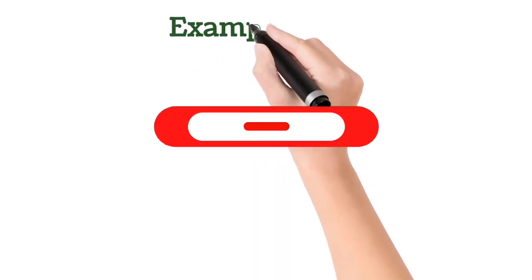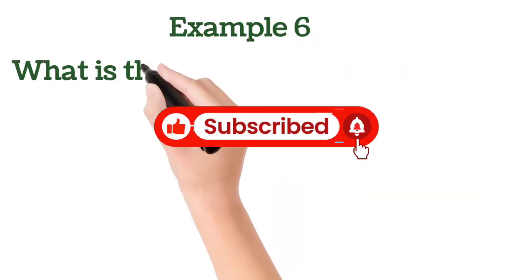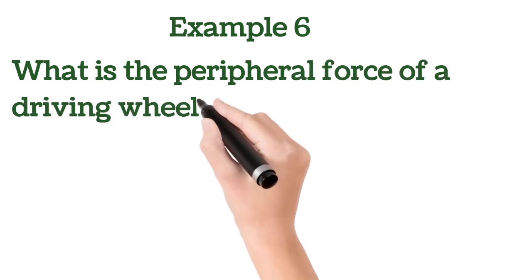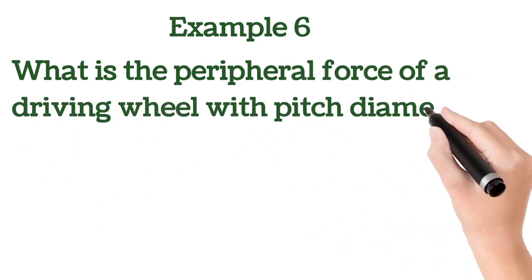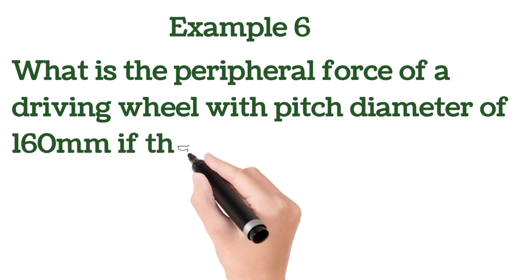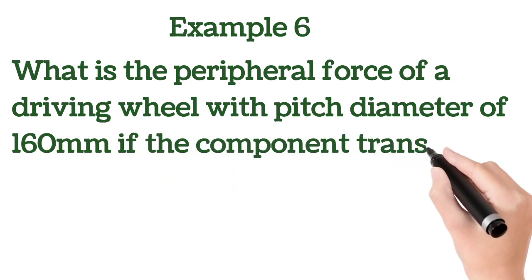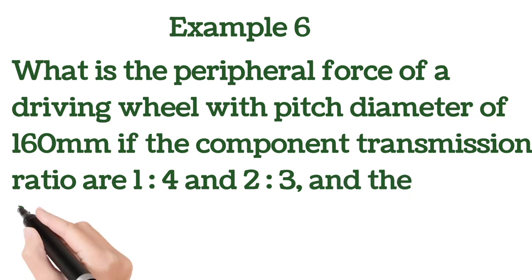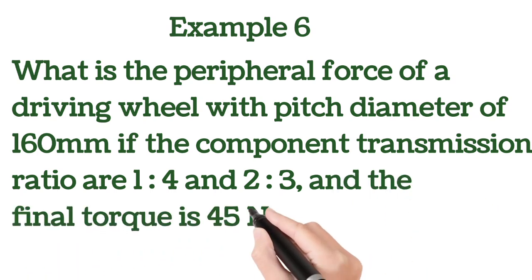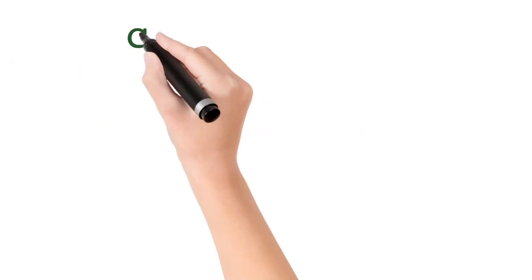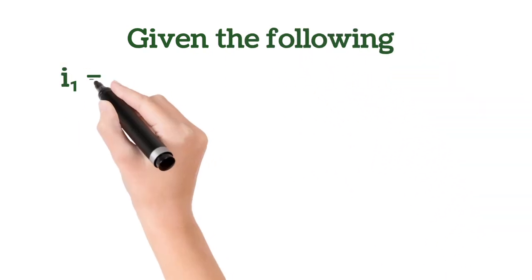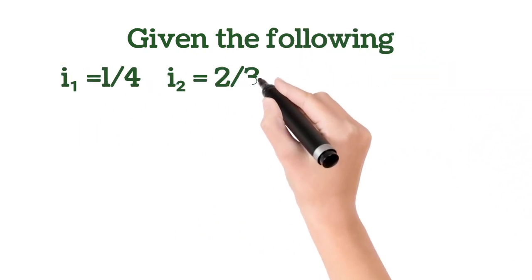Example 6. What is the peripheral force of a driving wheel with pitch diameter of 160 mm if the component transmission ratios are 1:4 and 2:3, and the final torque is 45 Newton meter? Given the following for I1, I2, M2, D1 and R1.